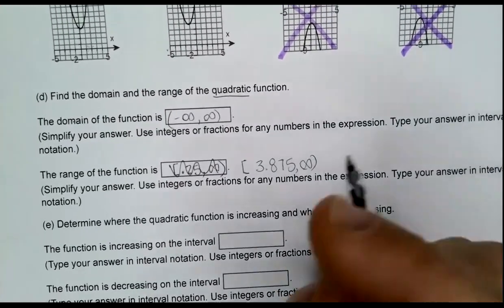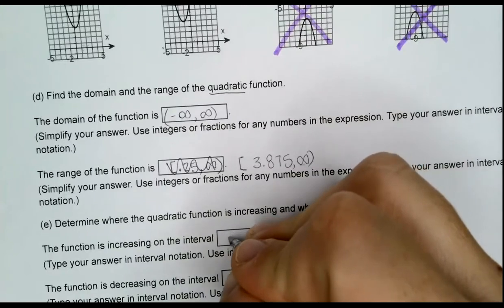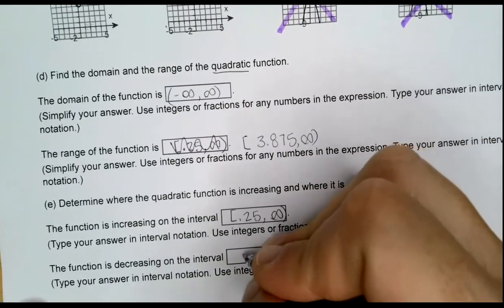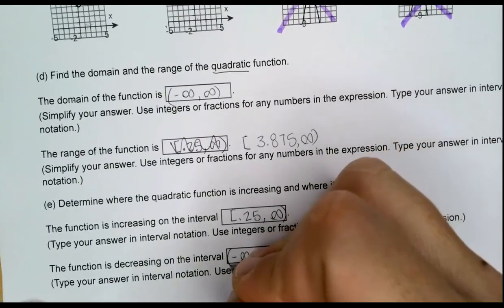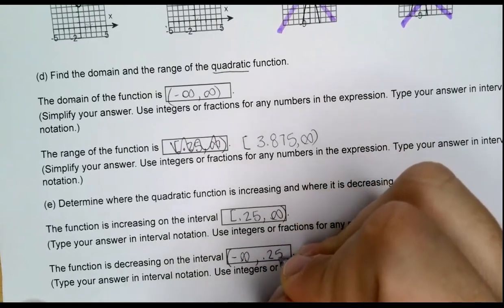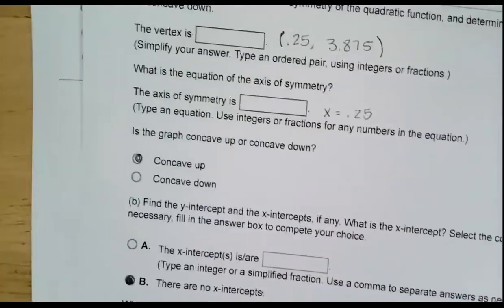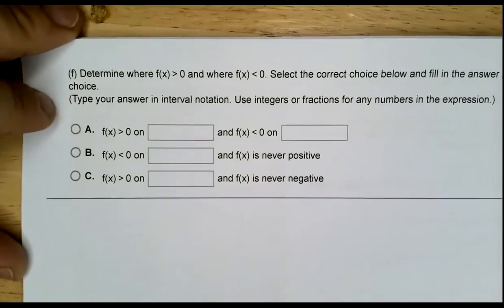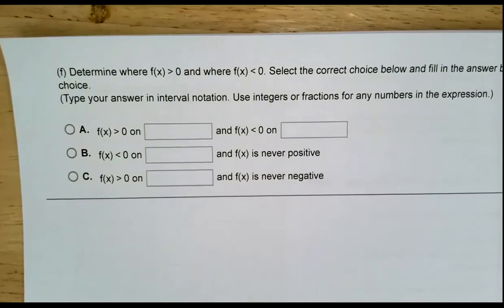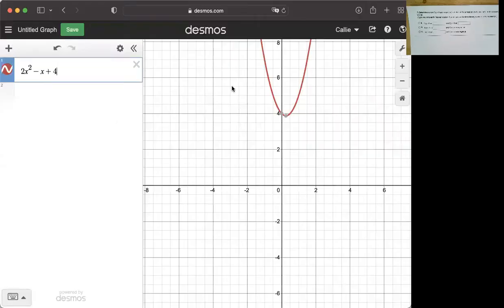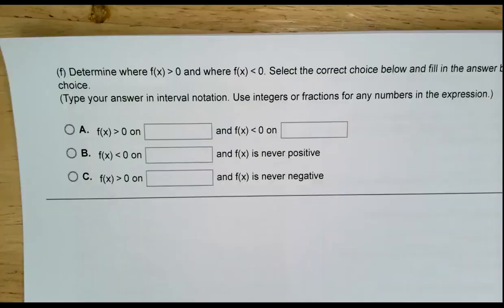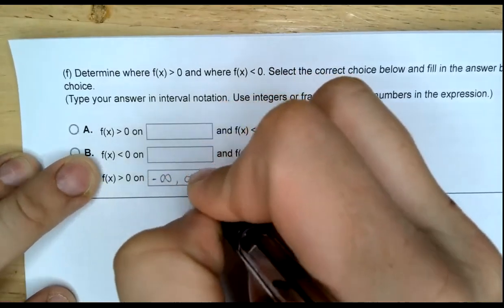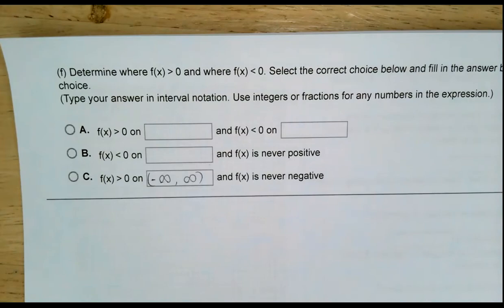It is increasing from 0.25 to infinity, and it's decreasing from negative infinity to 0.25. So if we look at our graph, where is it positive and where is it negative? It's always positive. It is increasing on the interval all real numbers, and it's never negative.